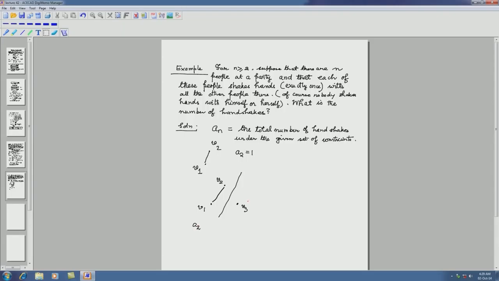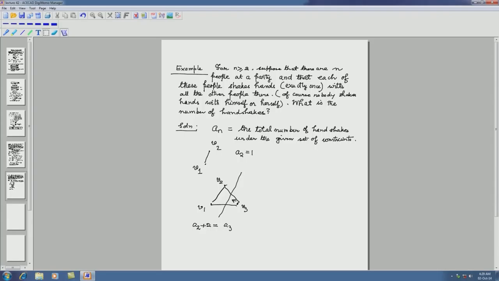Now, when V3 comes in, then he does not shake hands with himself, therefore, he has to shake hand with all the other people exactly once. So, therefore, he will shake hand with this person and shake hand with this person. So, the total number of handshakes will be A2 plus 2, which is denoted by A3.